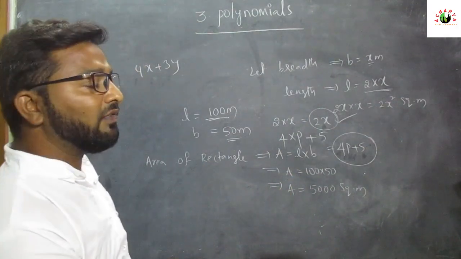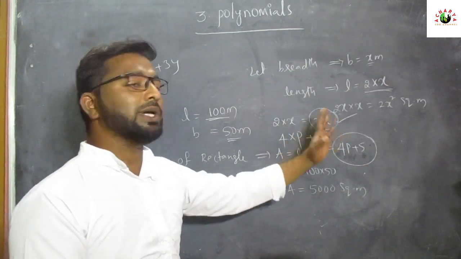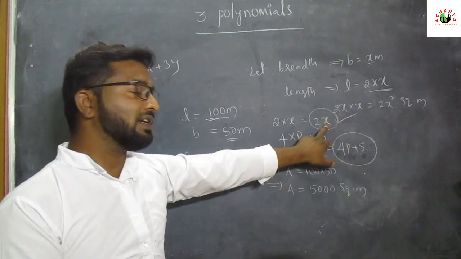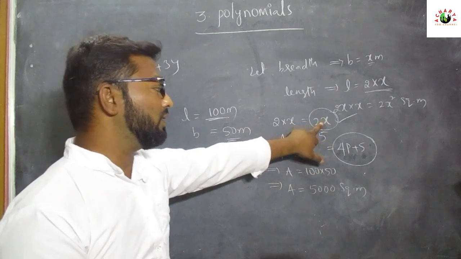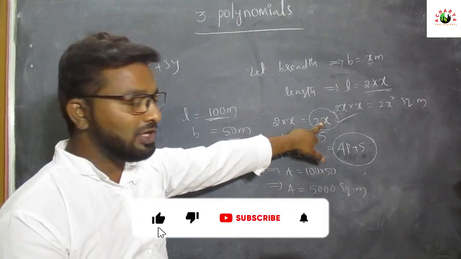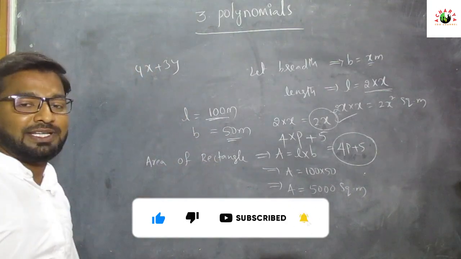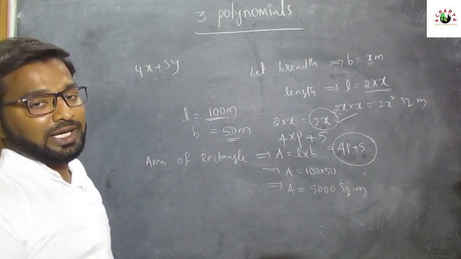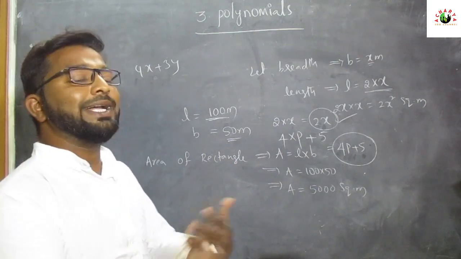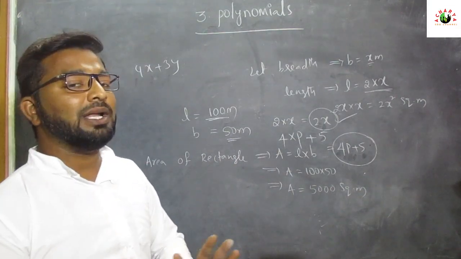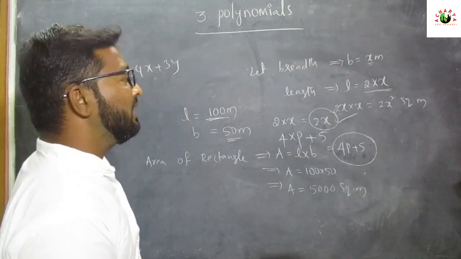For example, if the constant term is 0, here 2x, there is no constant term. It means the constant term is 0. So 2x is also an algebraic expression, 4p plus 5 is also an algebraic expression, and 4x plus 3y is also an algebraic expression. Okay, now how to identify which is a polynomial and which is not a polynomial?